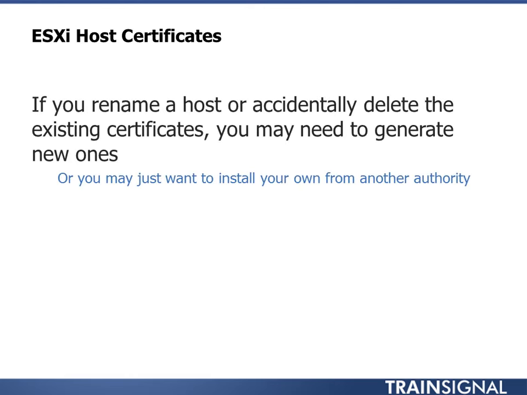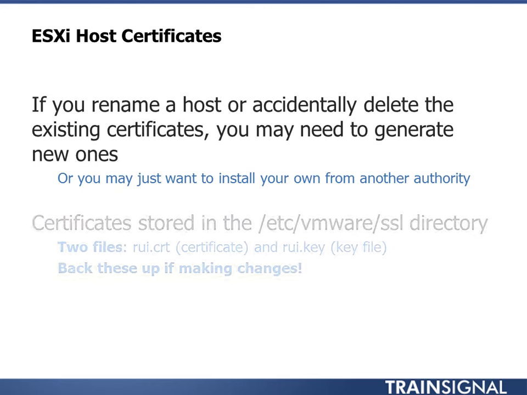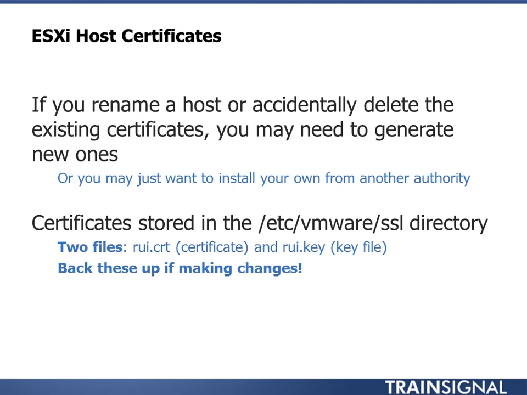Host certificate. If you rename a host or accidentally delete the existing certificate, you may need to generate a new one, or new ones, I guess. Or if you want to install your own from your own certificate authority. Certificates are stored in the /etc/vmware/ssl directory. There are two of them: rui.crt, the certificate, and rui.key, which is your key file.